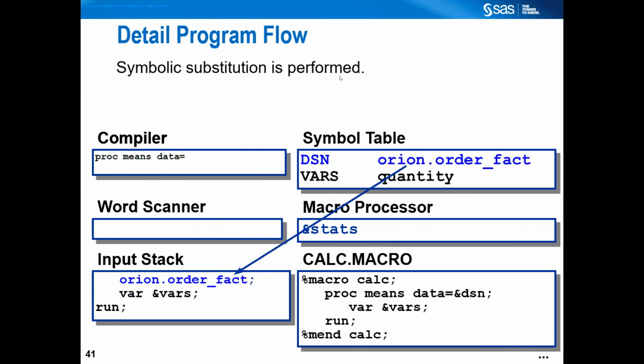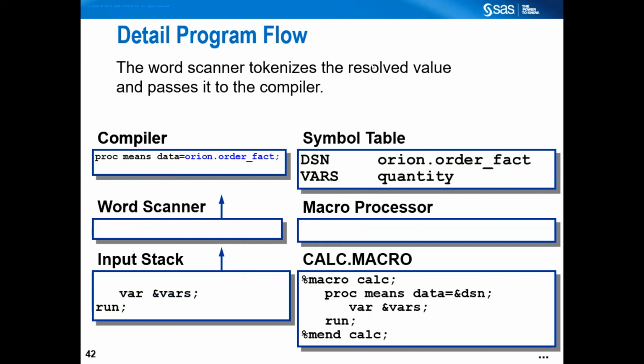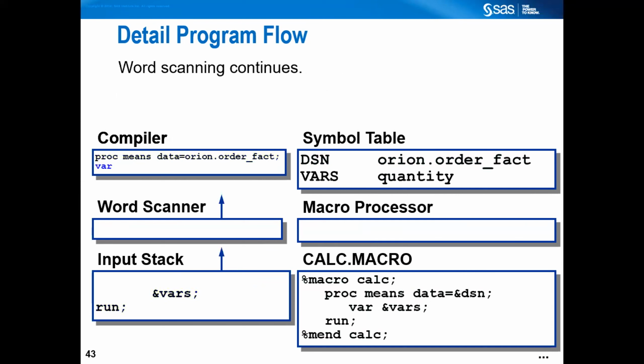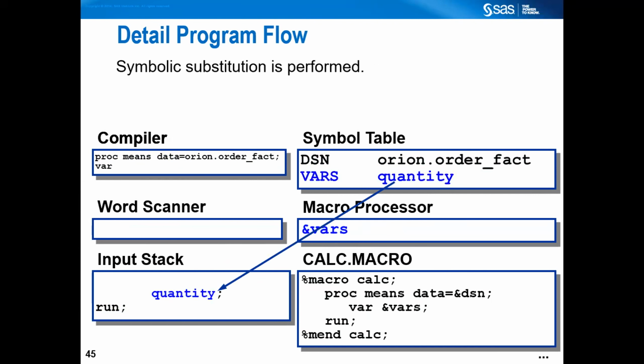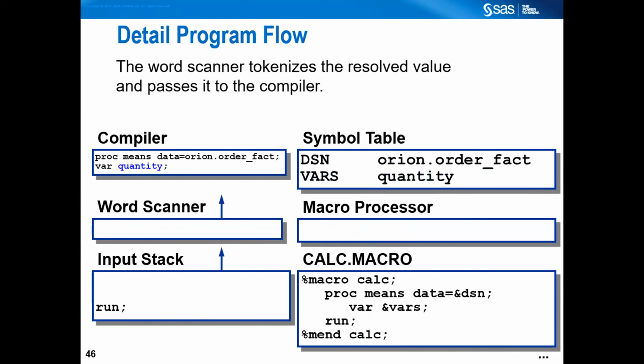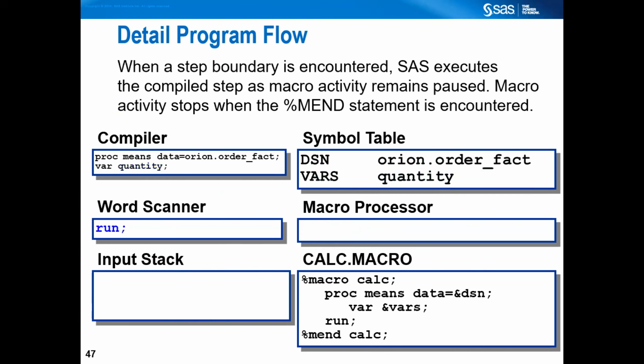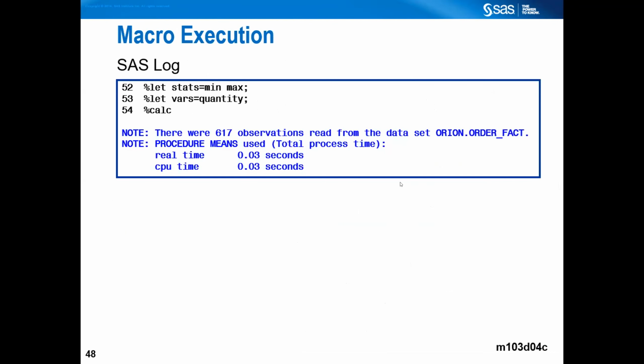So symbolic substitution is performed. The word scanner tokenizes the resulting value and passes it to the compiler. Word scanning continues. A macro variable reference is passed to your macro processor. It resolves again, substitutes it, goes to the word scanner to the compiler. Then when a step boundary, that is run, is encountered, SAS executes the compiled step. SAS macro activity remains paused. So macro activity stops when the %mend statement is encountered, and hence you get this output. Fine.